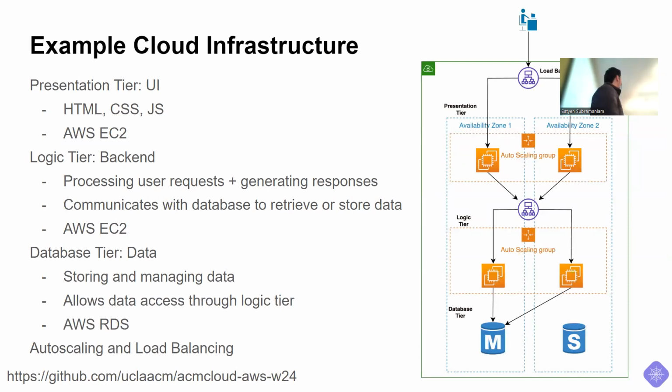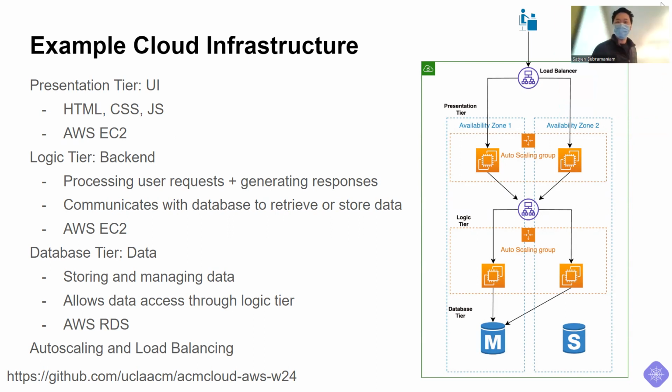So just to get started, here's an example of some hypothetical cloud infrastructure. Starting off, you can see that we have three tiers: one, two, three. We have the presentation tier, which is basically the front end, made up of HTML, CSS, and JavaScript, and it's running on an AWS EC2 instance.